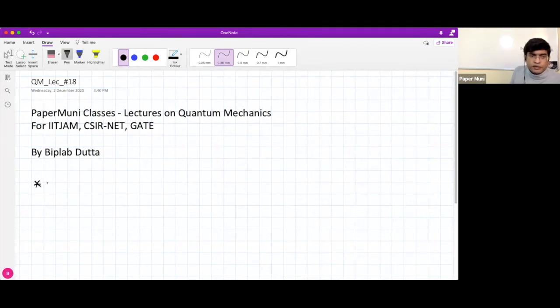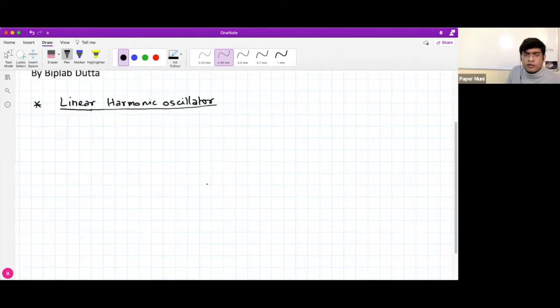This is the linear harmonic oscillator. Before getting into the linear harmonic oscillator, we'll do the classical one first. Let's understand what the classical oscillator looks like, and then differentiate it, to see how it's different from the quantum oscillator.